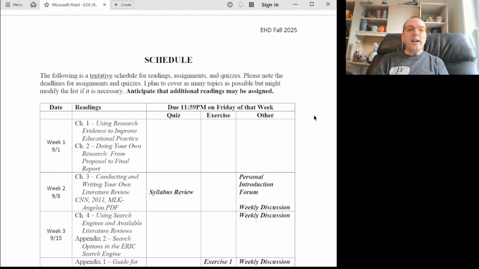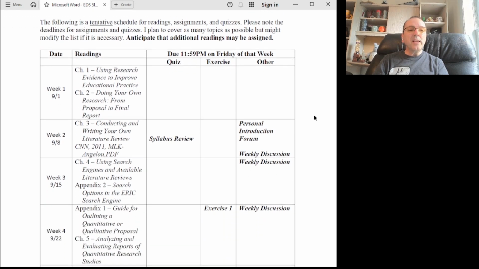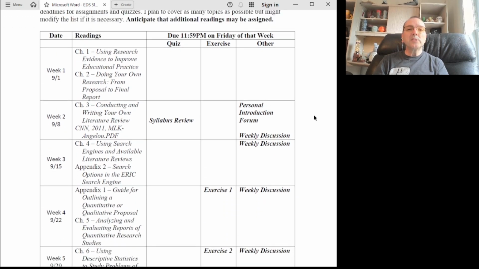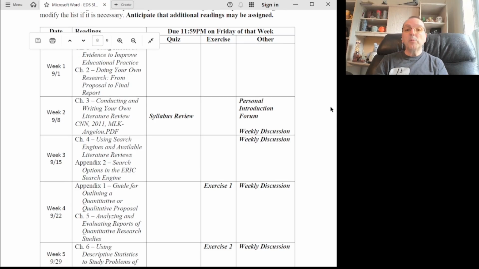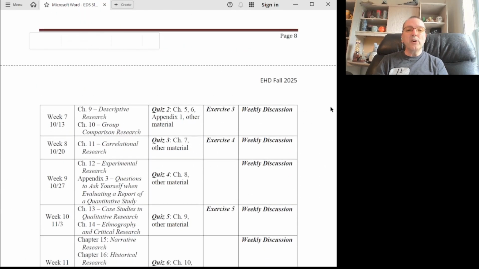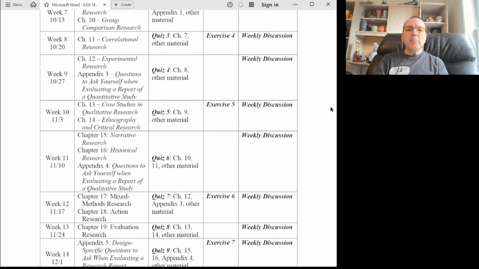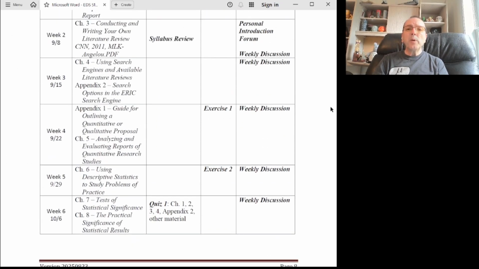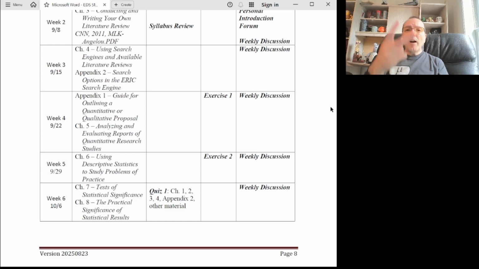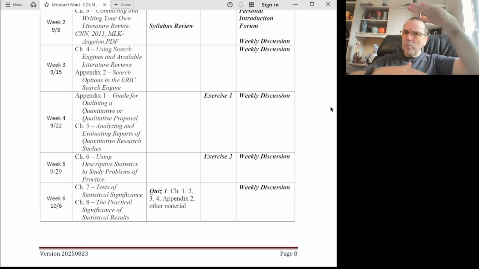Then finally, here's the schedule. You can see for each week what the readings are, what's due at 11:59 p.m. that Friday in terms of quizzes, exercises, and other, which is typically the weekly discussion. And you'll look at that and think, holy crap, that's a lot of stuff, Craig. But keep in mind, those weekly discussions are 2 posts. That's just 2 posts. Should take you a couple minutes, pretty easy and short.